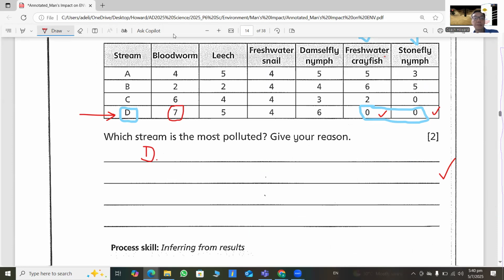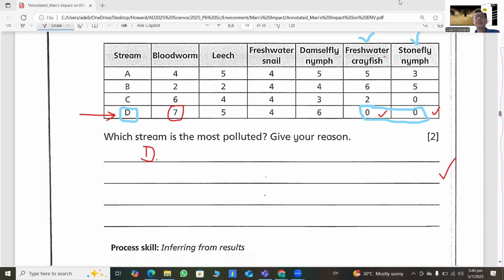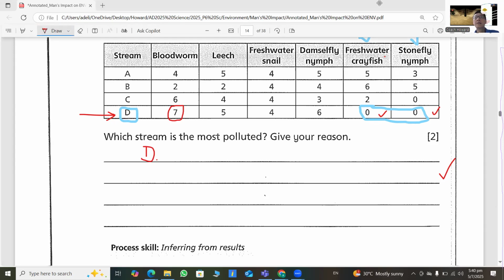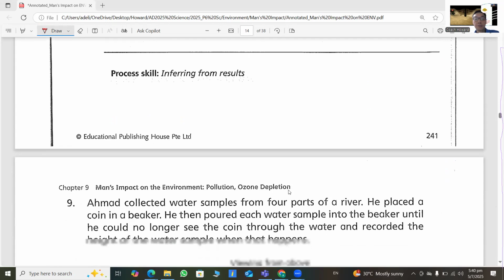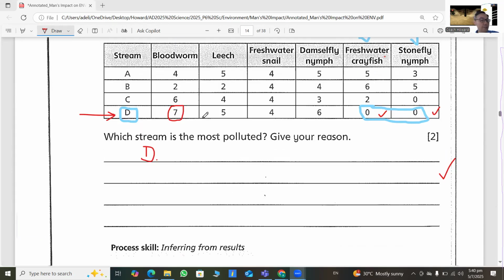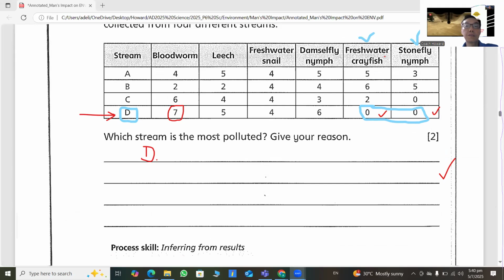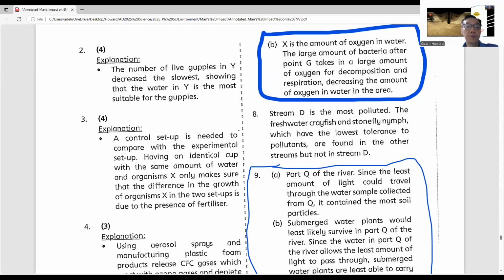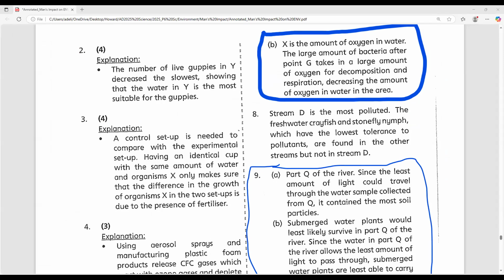Okay, next. Next question. Oh, there's only one part. So I have finished this part. Let me do a screen share once more for you to get the answer, and I snapshot the answer for those of you who are following this online. Stream D.